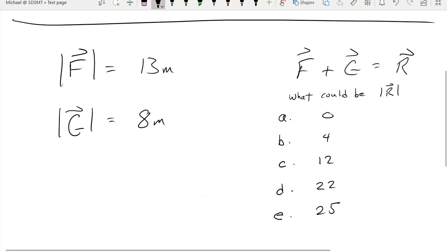Now the one thing that you should be questioning here is what direction are these vectors pointing in? Because all I gave you were the magnitudes. I gave you vector F, which is 13 meters long, and I gave you vector G, which is 8 meters long, but I didn't tell you what direction those vectors were pointing in. And every vector has to have those two pieces of information. We have to have magnitude and direction.